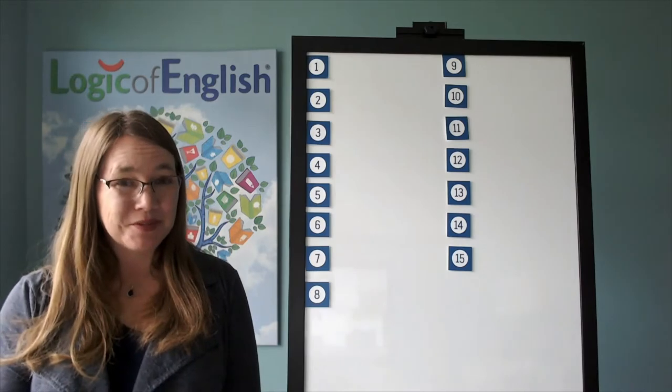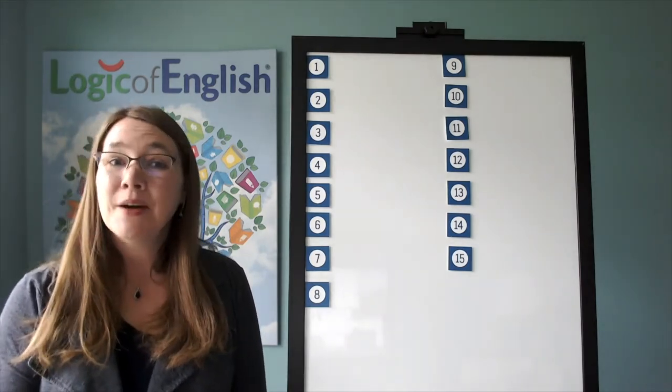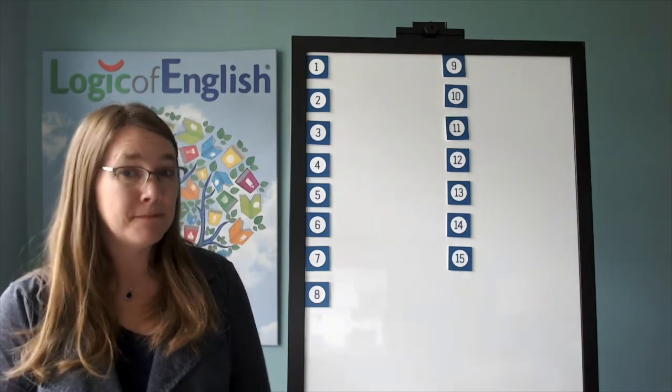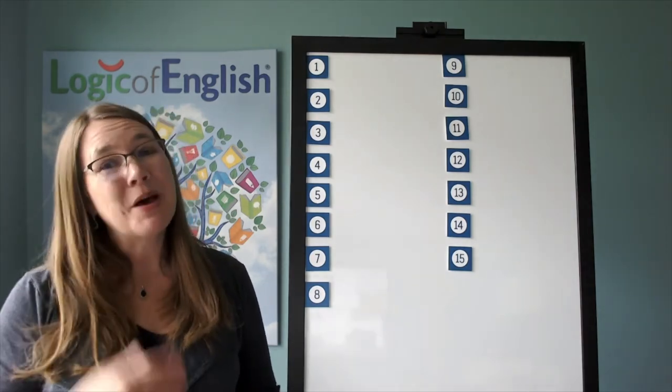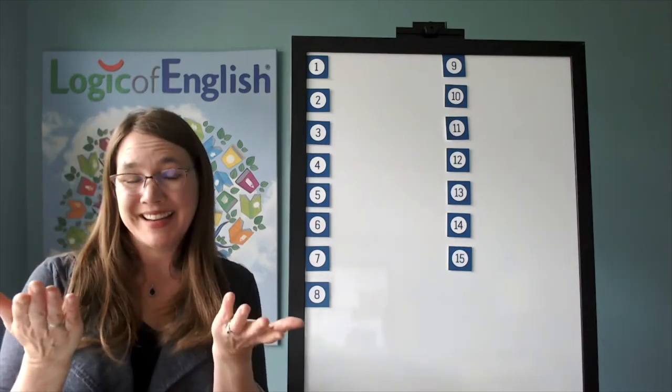She tried not to panic when the mouse ran across the room. Panic. Go ahead and say panic. How many syllables? Two. We will say to spell pan-ick. What will we say to spell? Pan-ick. Let's sound it out.